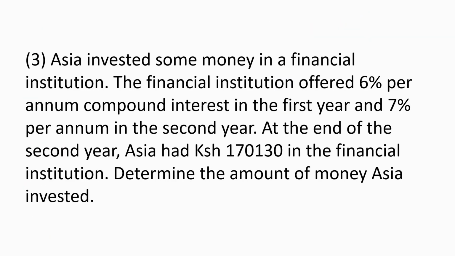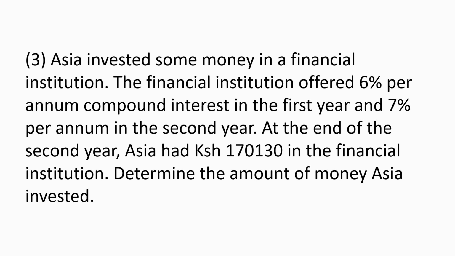Question 3. Asia invested some money in a financial institution. The financial institution offered 6% per annum compound interest in the first year and 7% per annum in the second year. At the end of the second year, Asia had 170,130 Kenya shillings in the financial institution. Determine the amount of money Asia invested.